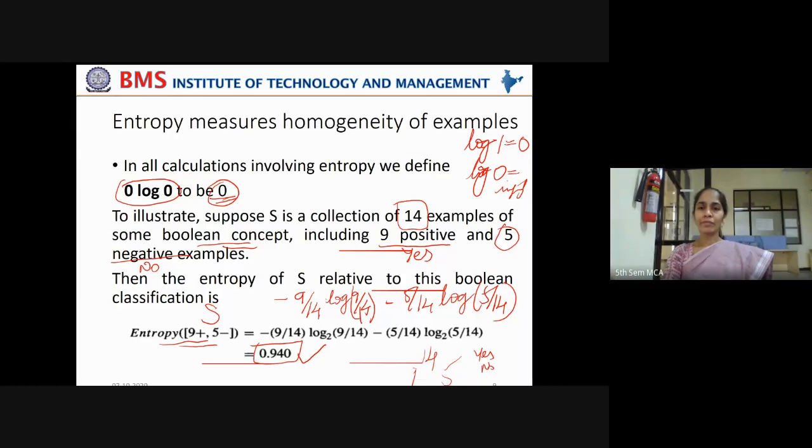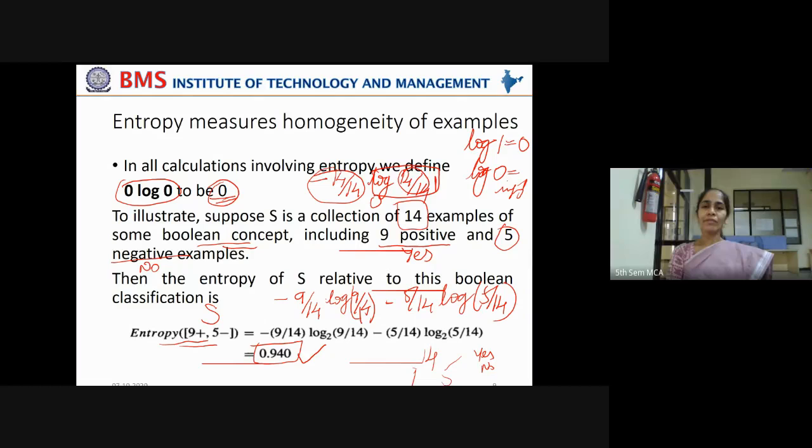Listen carefully. If there are equal numbers of positive and negative examples in a training set, then the entropy will be 1. How is that? We apply it as minus 14 by 14 log 14 by 14, because we have all positive examples, or all negative examples, in which case again it is 14 by 14. Now log 14 by 14 is nothing but log 1. Log 1 is 0, so this entire thing will be 0. 0 times whatever you give will be 0.